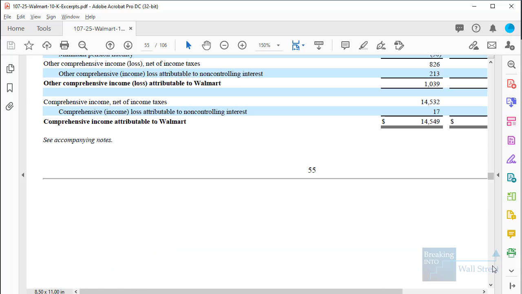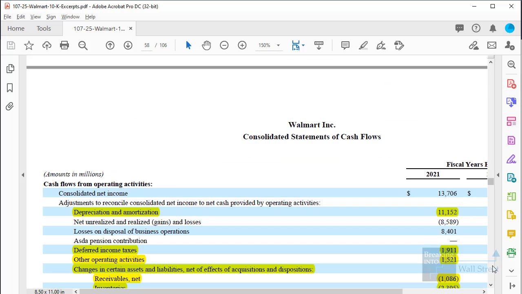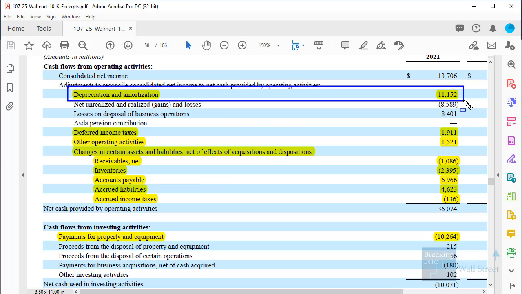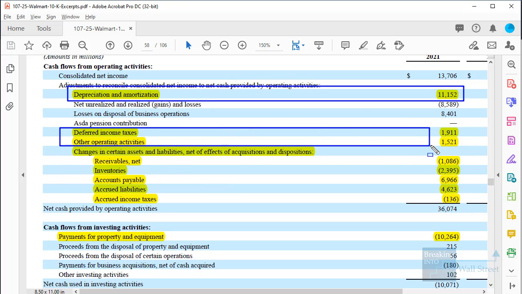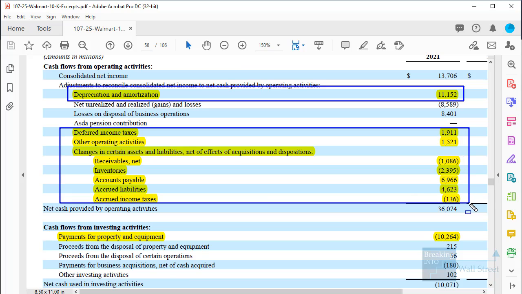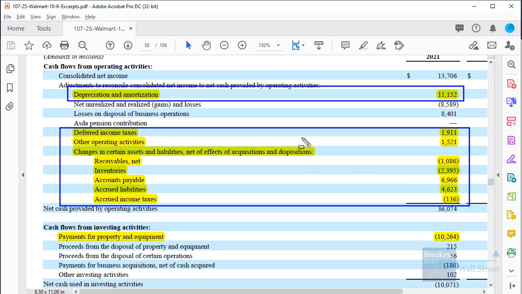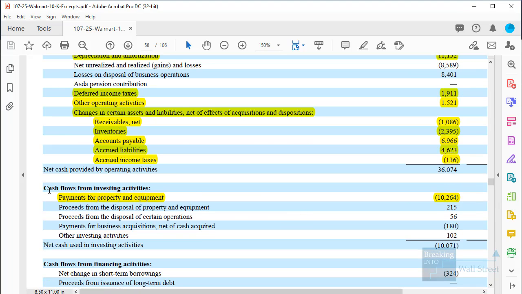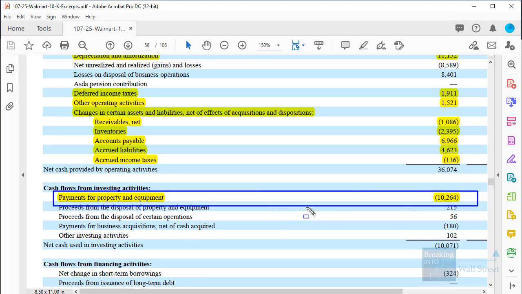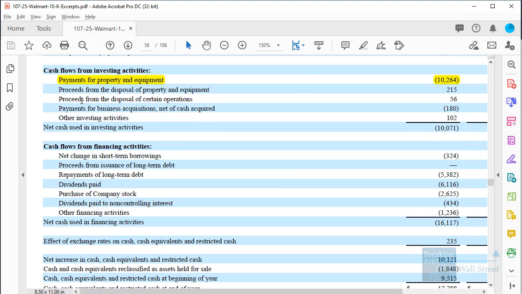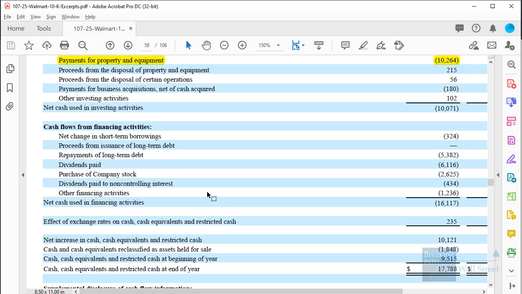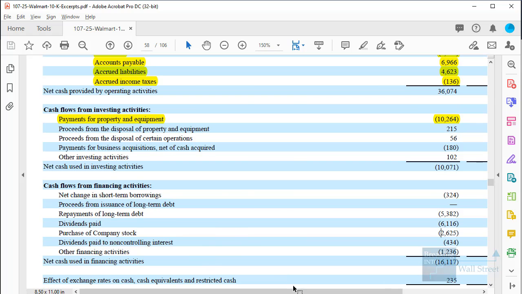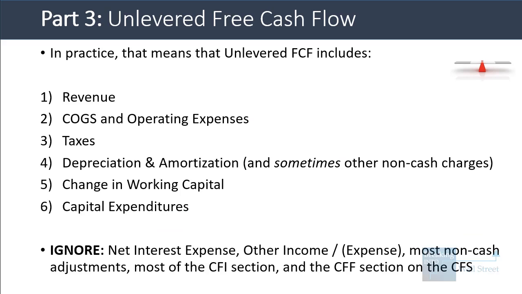And then moving down to the cash flow statement, yes, we need to add back depreciation and amortization. Yes, we want deferred income taxes. Other operating activities, maybe. Change of working capital right below that. Yes, we want this. And then we do want the capital expenditures, or as they call it, payments for property and equipment. But other than those items, we're leaving a whole lot blank here. I'm not highlighting these because these are either related to the company's capital structure or they're non-recurring items or items that maybe recur but are very difficult to predict and project in a 10, 15, or 20-year model like we have here.